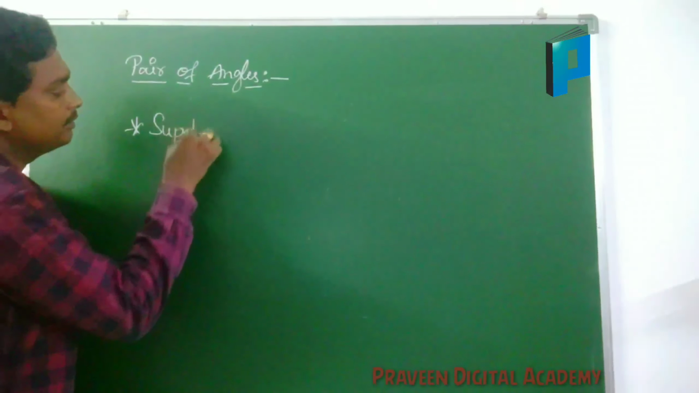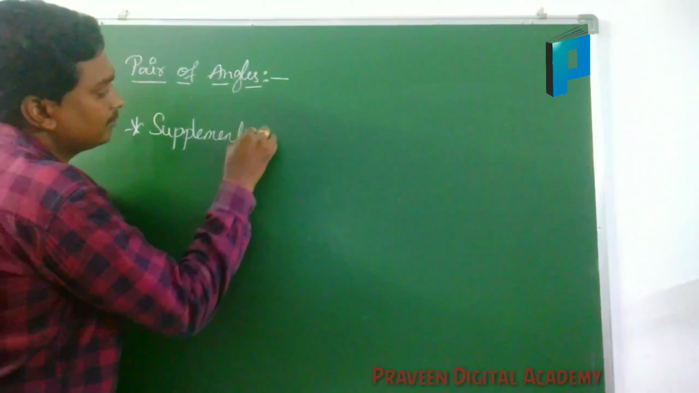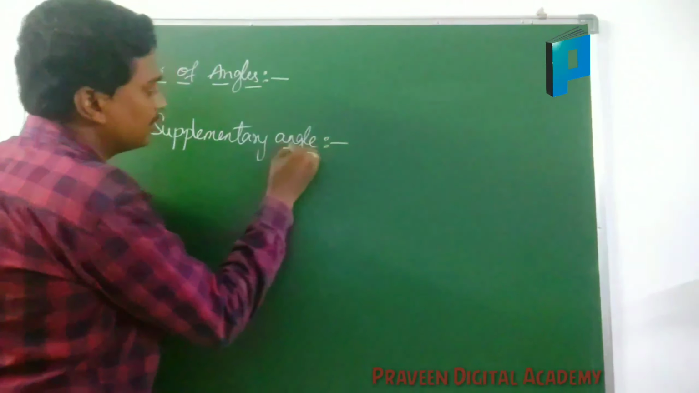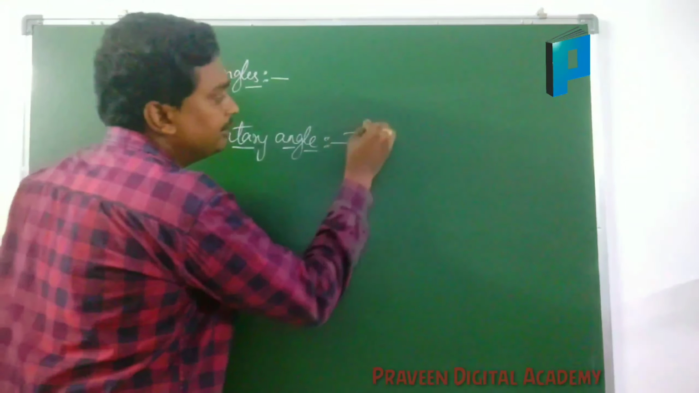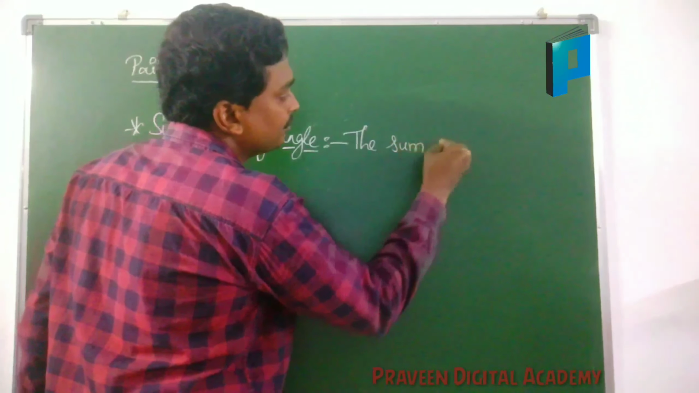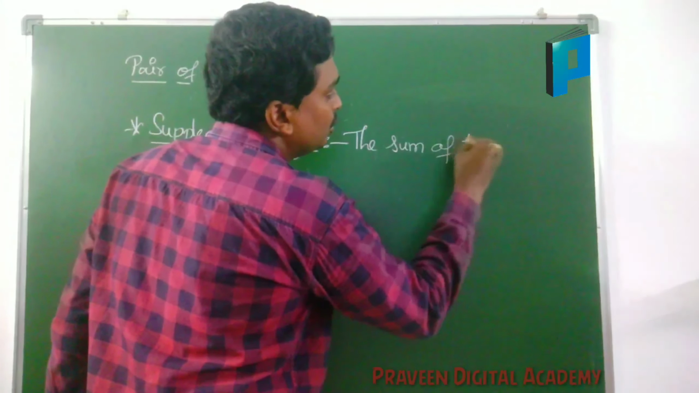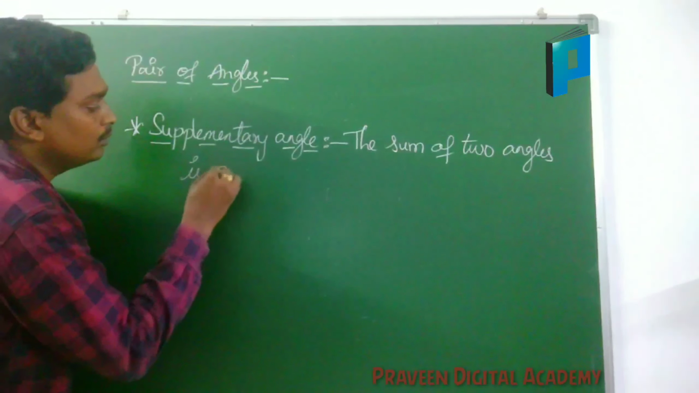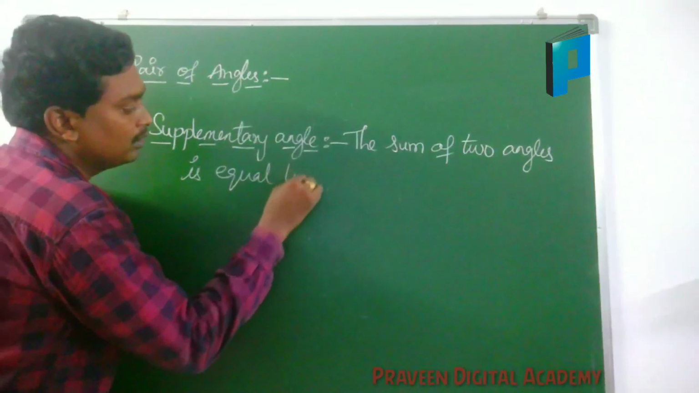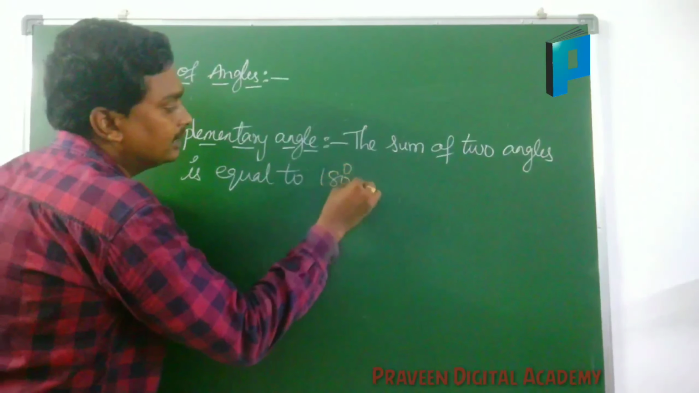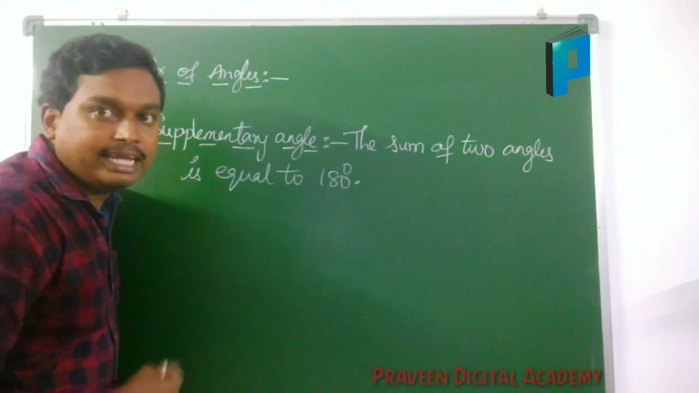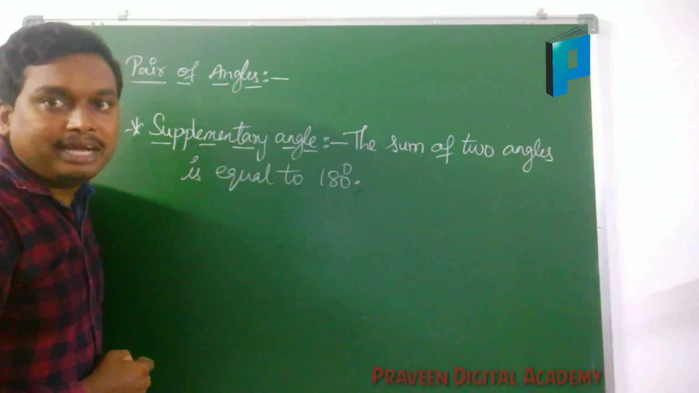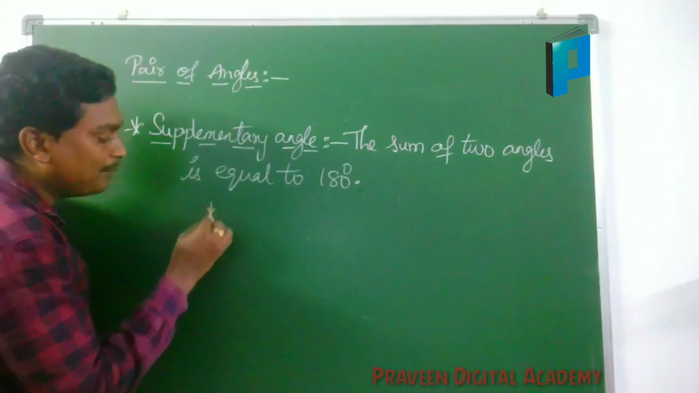Supplementary angle. If the sum of two angles is equal to 180 degrees, then we can say such type of angles are called supplementary angles. Here I will give you an example.